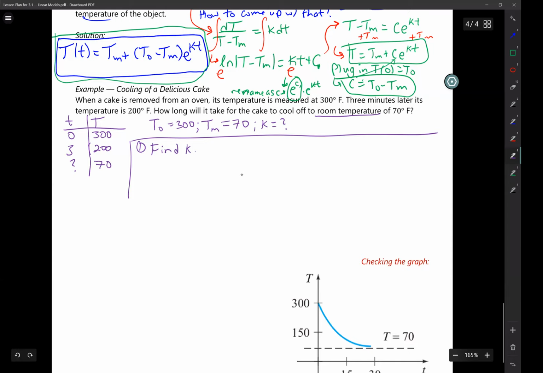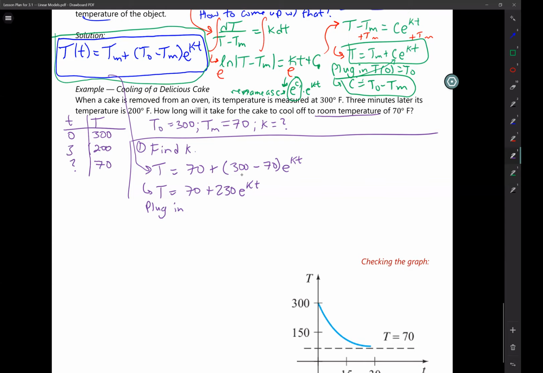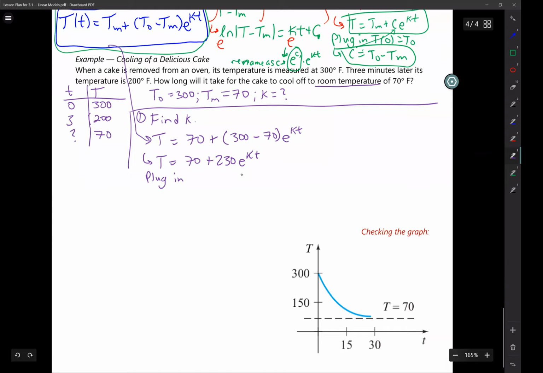So use the solution right here. I know big T is equal to Tm, which is 70, plus T naught minus Tm, so 300 minus 70, e to the kt, which is going to give me T is equal to 70 plus 230 e to the kt. Then let's plug in one of the initial conditions. We can't plug in zero because that will make this go away and we won't get anything. But we can plug in 3 and 200. And so you get 200 is equal to 70 plus 230 e to the 3k.